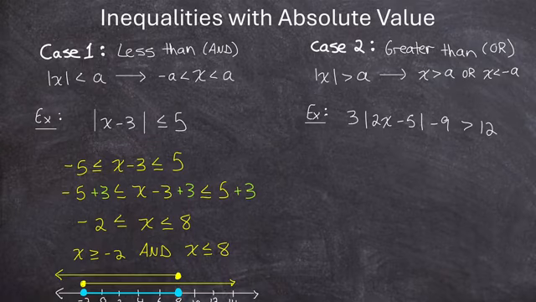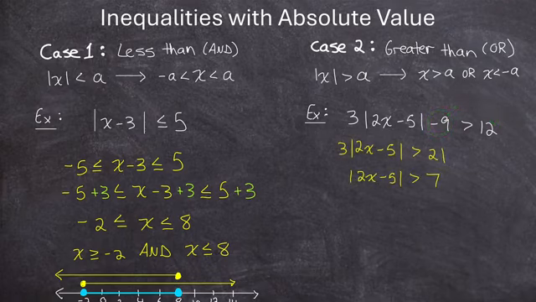The first thing we'll want to do in this example is to isolate this absolute value term. So I'll add 9 to the other side, and then I'll divide by 3, leaving me with the absolute value of 2x minus 5 being greater than 7. I need to turn this into an OR compound inequality. The absolute value of 2x minus 5 would be bigger than 7 if 2x minus 5 was in fact bigger than 7, or if 2x minus 5 was less than negative 7.